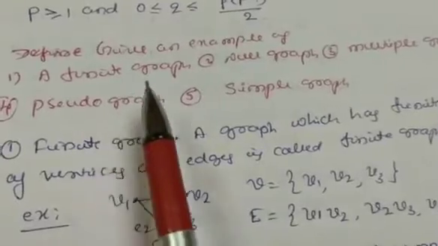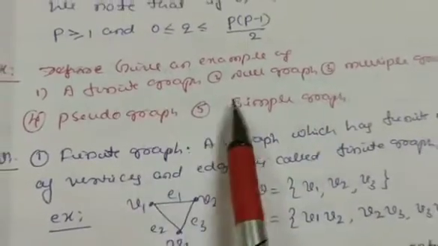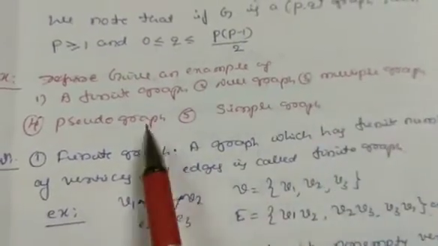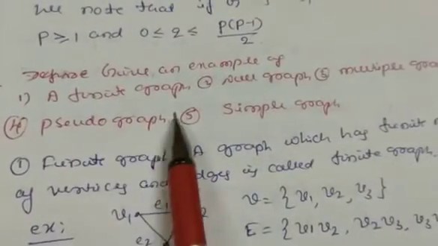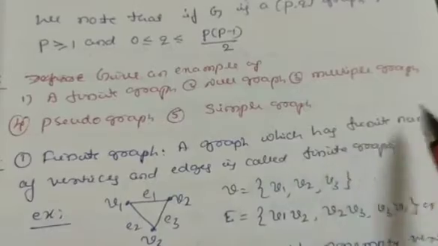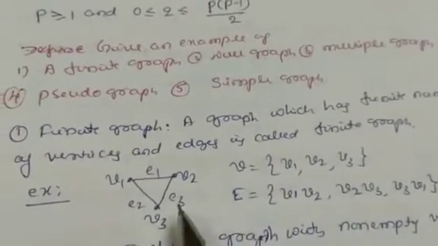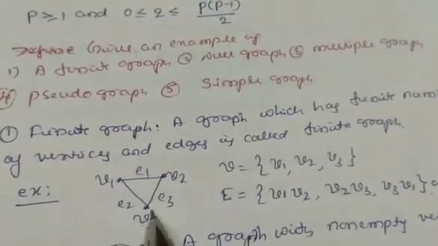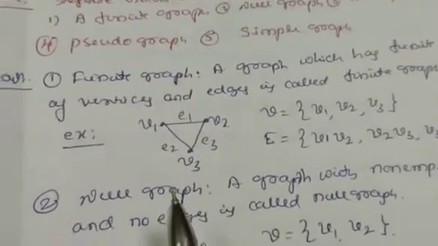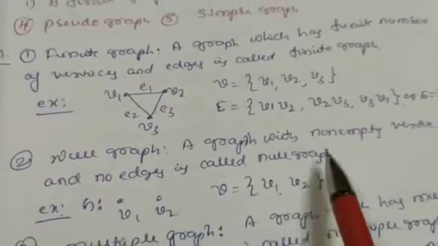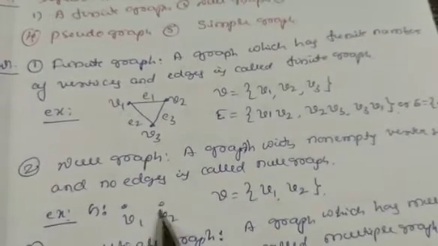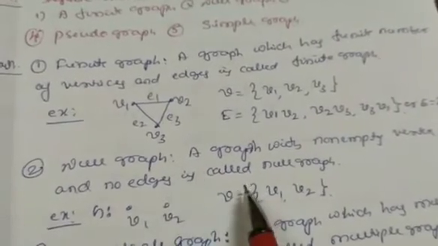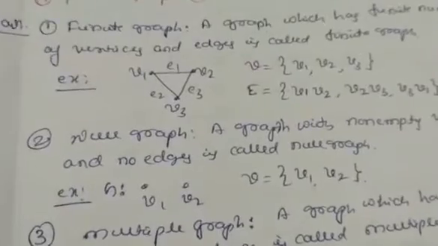Take one more last one. Give an example of a finite graph, null graph, multiple graph, pseudograph and simple graph. Just now you have seen a finite graph: a graph which has a finite number of edges and vertices. Here we have 3 vertices and 3 edges. Null graph: a graph with a non-empty vertex set and no edges, meaning we can have any number of vertices and they are not connected by any edge.